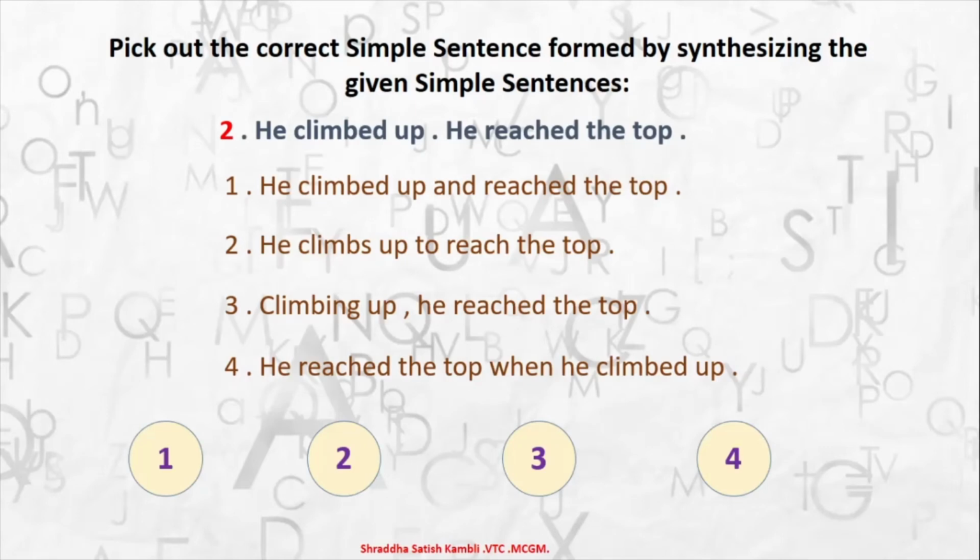So which one did you find as the right one? It is the third one. Climbing up, he reached the top. So you made use of the present participle over here.